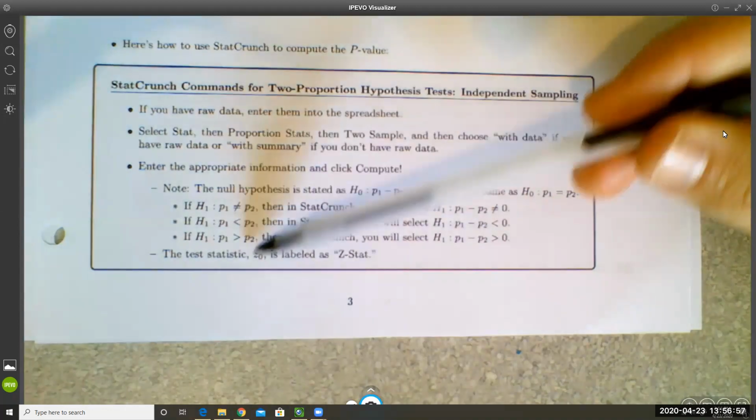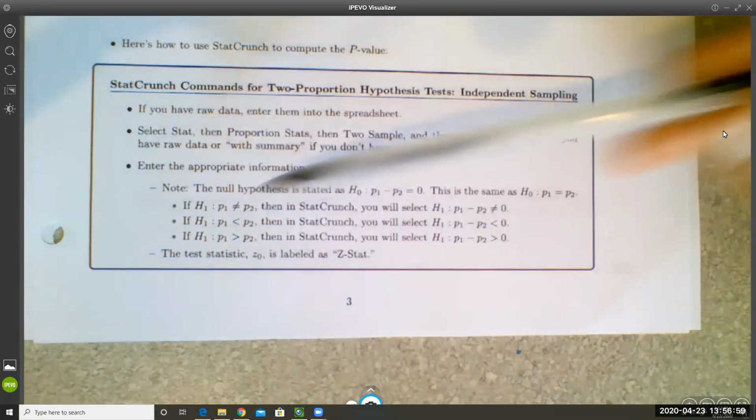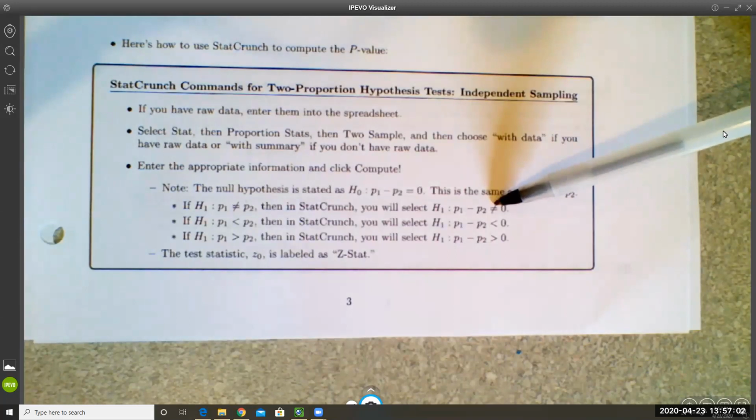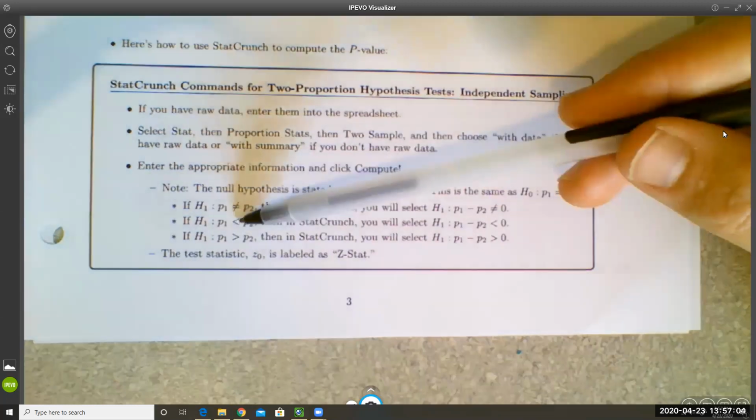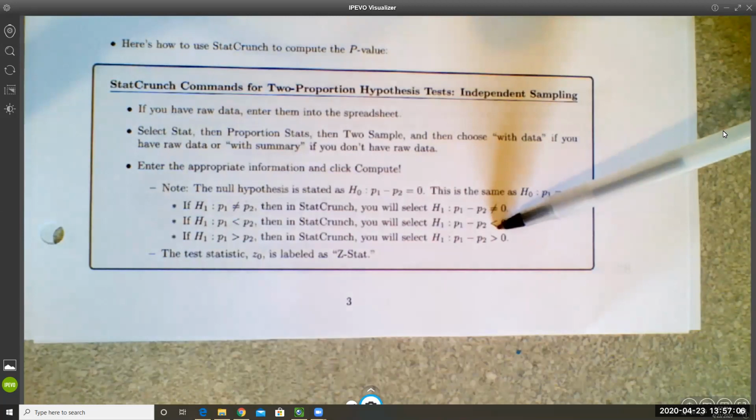And same thing with all of the alternatives, right? If you have a two-tailed test, it's still going to be two-tailed in StatCrunch. It's just going to be stated a little differently. If you have a left-tailed test, it's still going to be left-tailed in StatCrunch, and so forth.